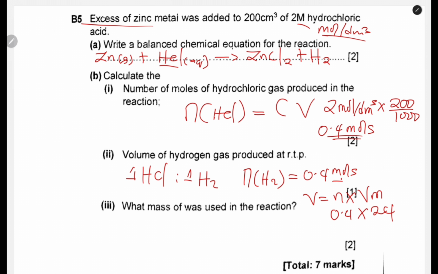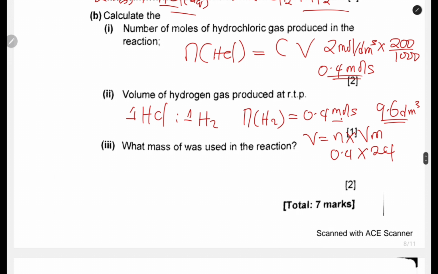This time, please expect that you also need to know STP, because in most cases we find RTP, so don't get used to this one. So 24 multiplied by 0.4 gives me 9.6 decimeter cubed. I guess we've done the right procedure. The volume of the hydrogen gas produced at STP is 9.6.